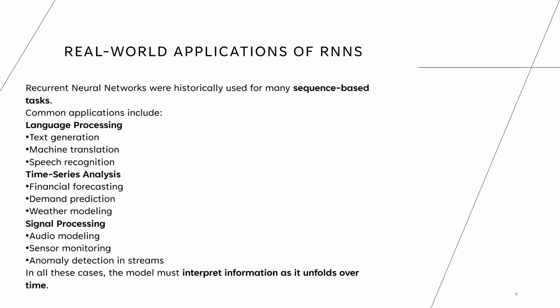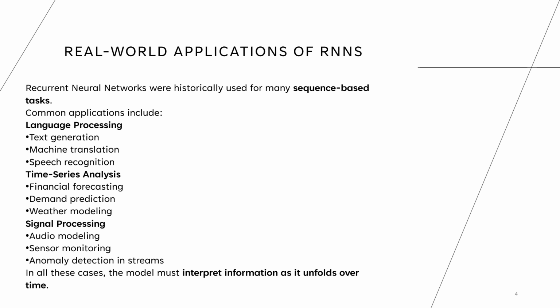RNNs helped early speech recognition systems interpret these signals by analyzing how sounds evolve moment by moment. Recurrent models have also been applied to time series forecasting. Financial markets, energy demand, and economic indicators all generate data that changes continuously over time. By analyzing patterns across previous observations, RNNs were used to make predictions about future values.